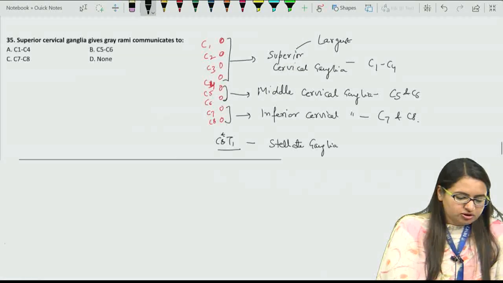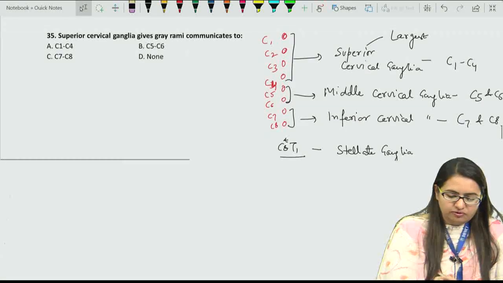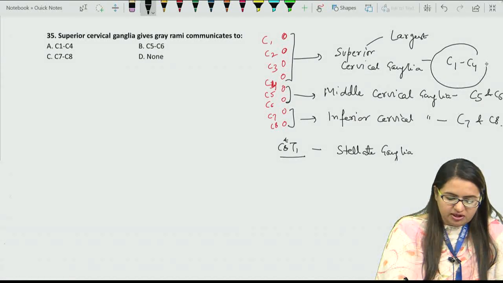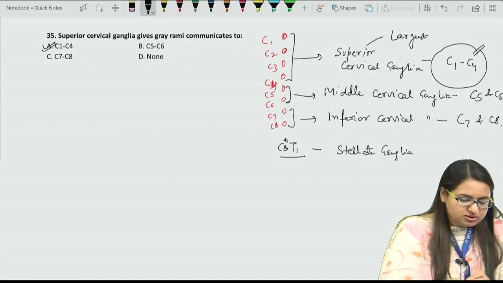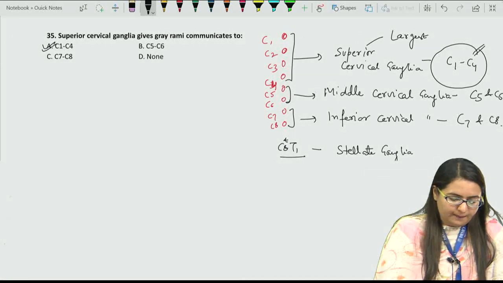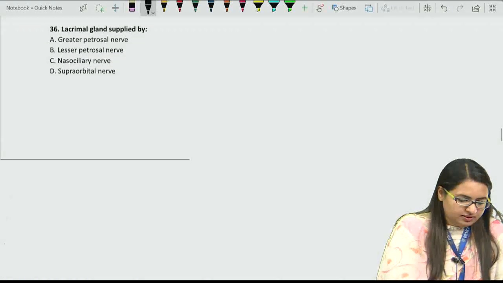So now if we come to the question for the superior cervical ganglion, now we know that it will be giving rise to gray rami communicantes from C1 to C4. So that shows that the answer is A.